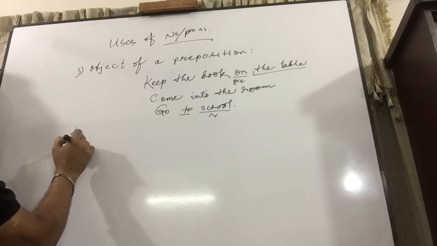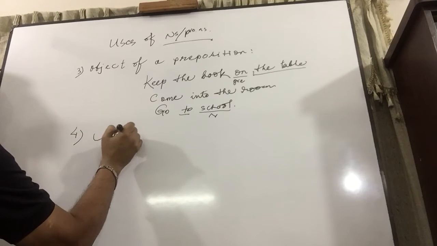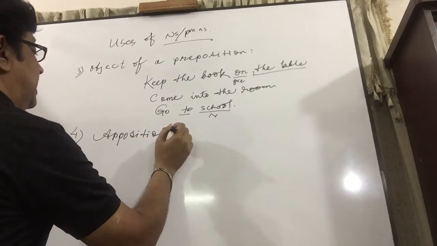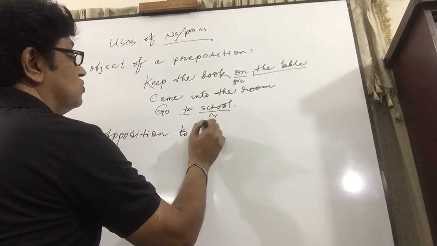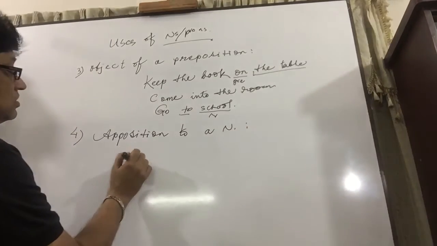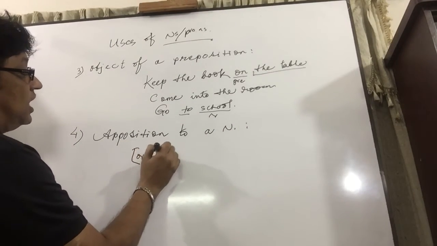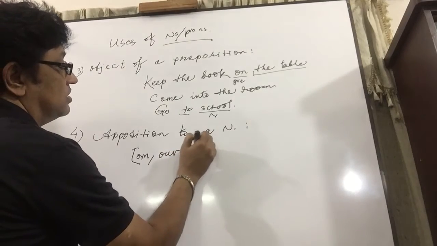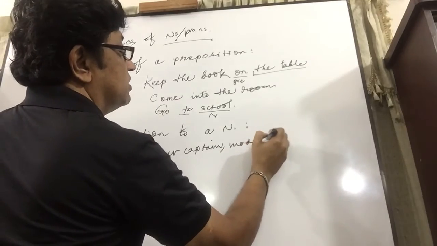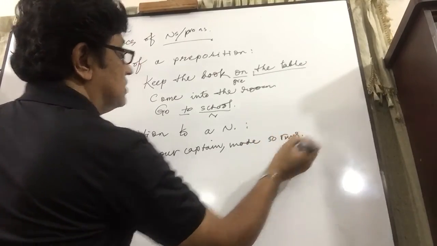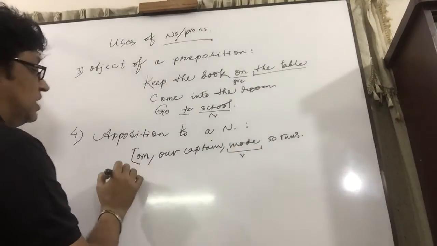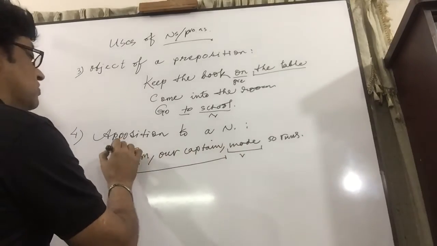Next, number 4. Apposition to a noun. A noun is used as apposition to another noun. Suppose, Tom, our captain, made 50 runs. Here, made is the verb, right? The subject is Tom, our captain, up to this.